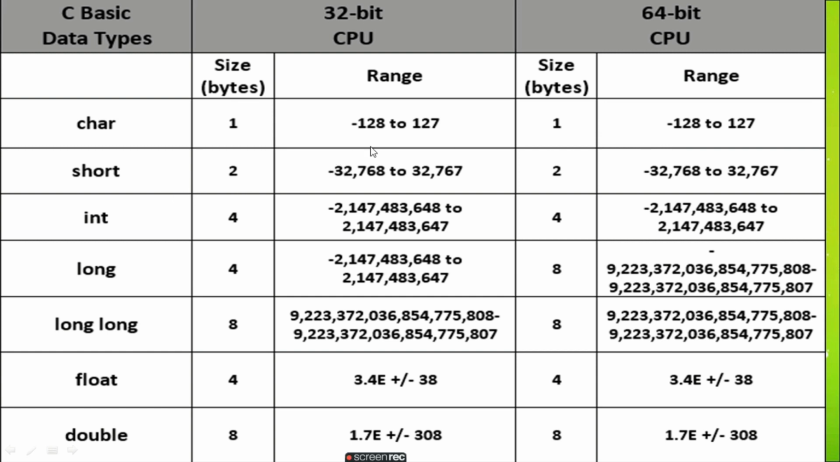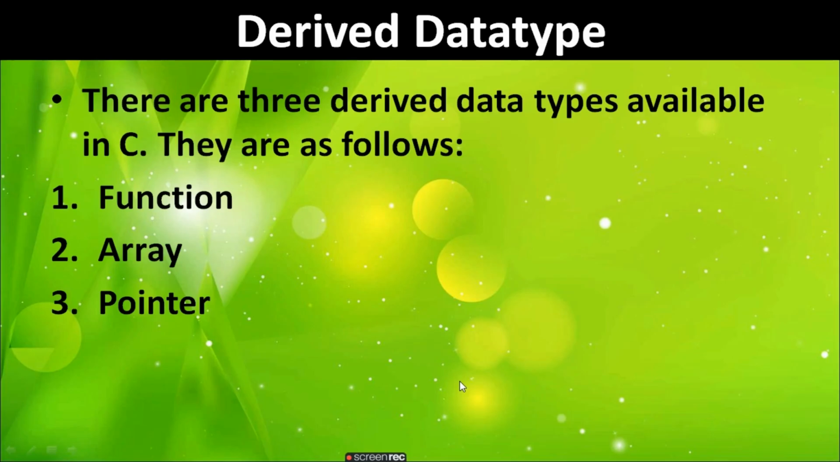Short, you can see 2 bytes and the range is given for both 32-bit and 64-bit. For integer also, a range is given, positive and negative, both ranges are given. For long also, there is a size and range. You can see there is a float data type, and a size for the float data type is also given, and for the double also the size and the range is given. So this is about the basic data types.